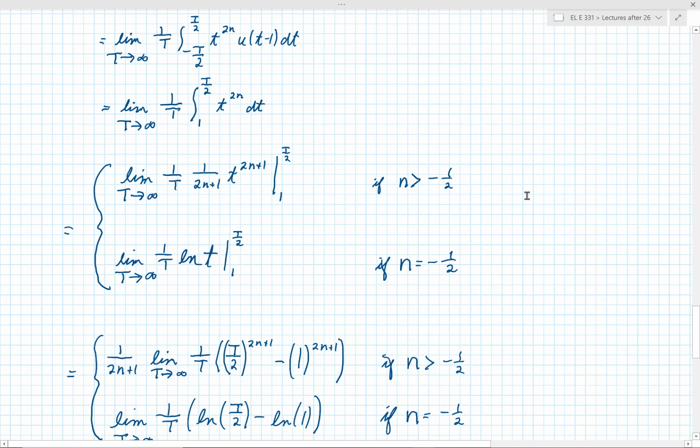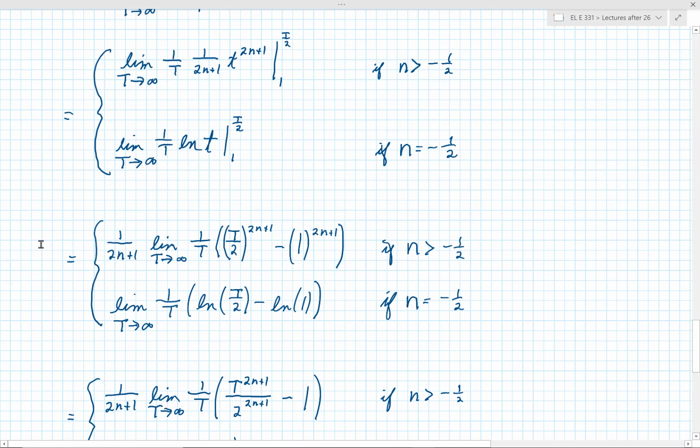Okay, so one more time then. If n is strictly greater than negative 1/2, we have this. But if n is exactly equal to negative 1/2, we will have this. Okay, so now let's go ahead and evaluate both of those terms. Up here, the 1 over 2n plus 1 can come outside of the limit, because this is a limit on t, and there's no t in the 1 over 2n plus 1, so it can come out. And we're left with limit as t goes to infinity of 1 over t, and then when we evaluate this at the upper limit, we'll get t over 2 to the 2n plus 1, and at the lower limit, we get minus 1 to the 2n plus 1.